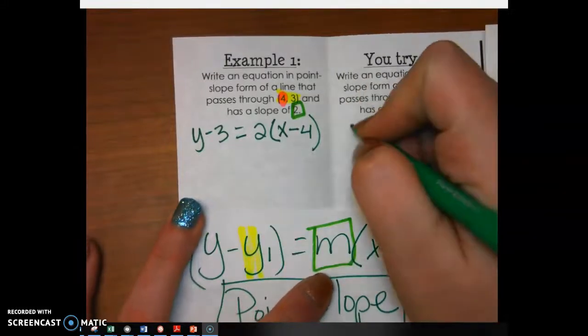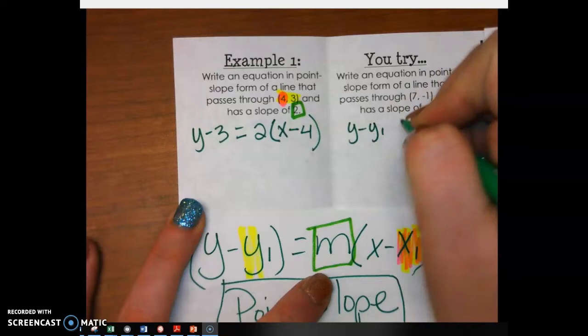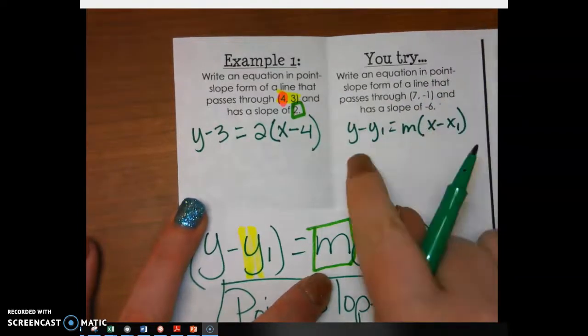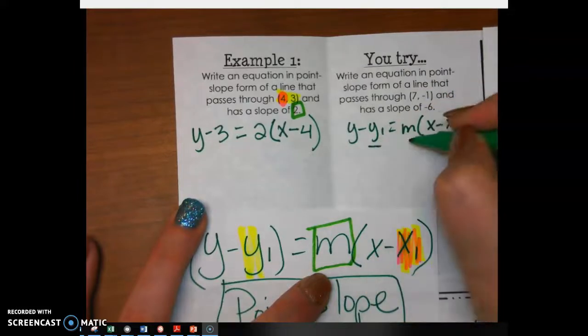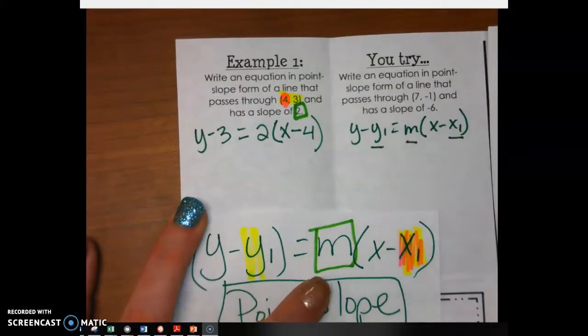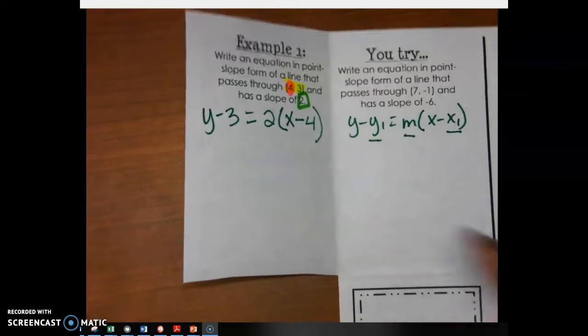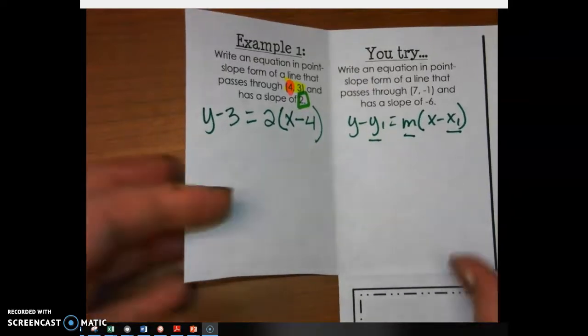Okay? Remember, y minus y1 equals m times x minus x1. Fill in this spot, and this spot. You try that. And this might be on your quiz. All right, let's go over here to example 2.